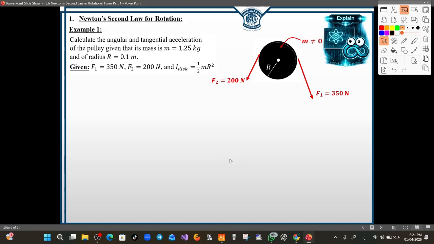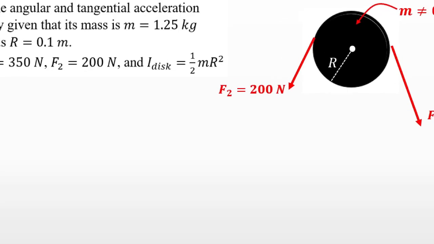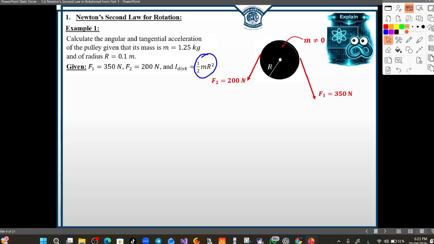Calculate the angular and tangential acceleration of the pulley, given that its mass is 1.25 kilograms and the radius is 0.1 meter. Also, as an additional given, we have the magnitude of each force and the rotational inertia of the disk, which is given by one half m r squared.